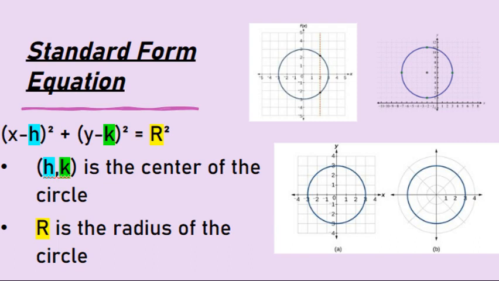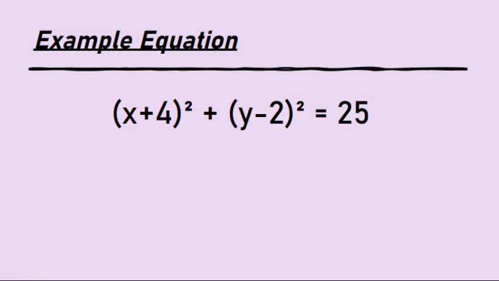If you don't quite understand that part, don't worry, because you'll see how it works in the example coming up. The next part of the equation is the radius squared. The radius is the distance from the center of the circle to each point surrounding it. Now, moving on from the standard equation, let's look at an example equation.